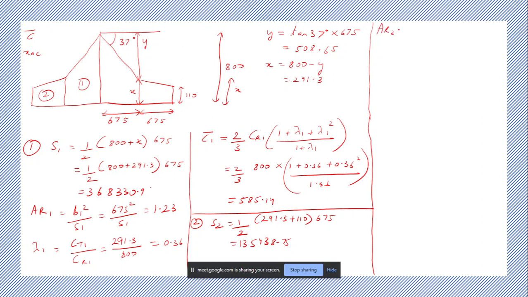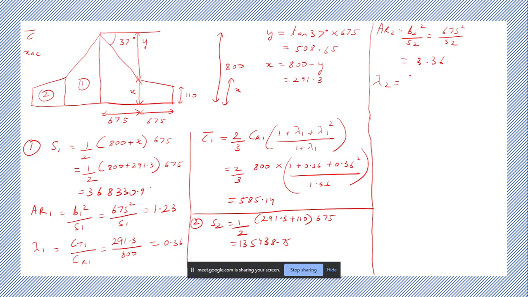Aspect ratio of the second section is B2 square upon S2. Span of the second section is the same. It's 675 square upon S2, which is 3.36. Okay, next is taper ratio.